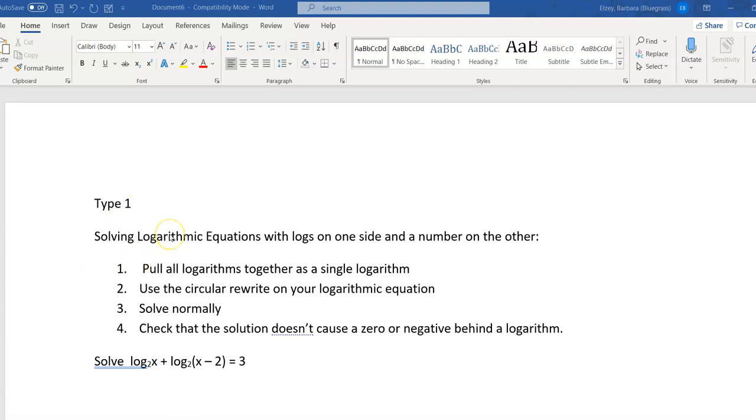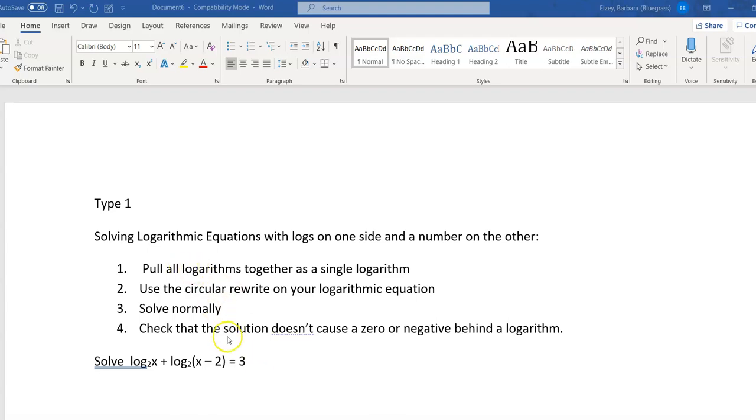Where we have logarithms on one side and a number on the other. So let's notice right here, we've got logarithms on the left side, but on the right side, there's just a number by itself. All right. Or anything where we can move it so that there's logarithms on one side and then there's a number solely by itself on the other side, we'll have a type 1 equation.